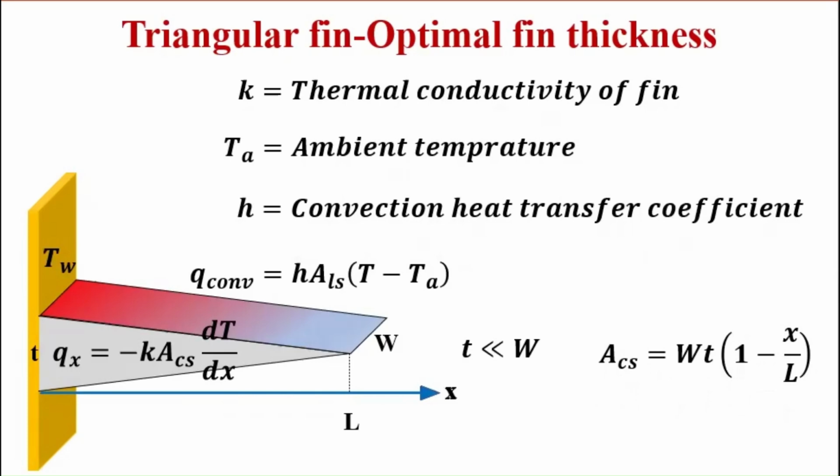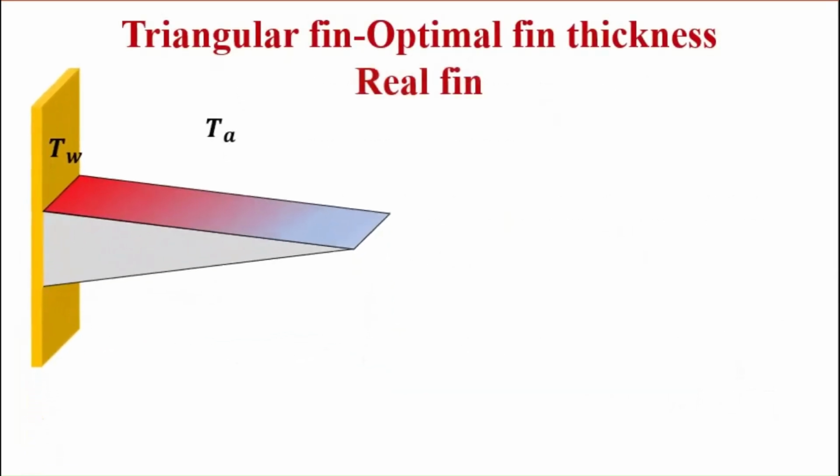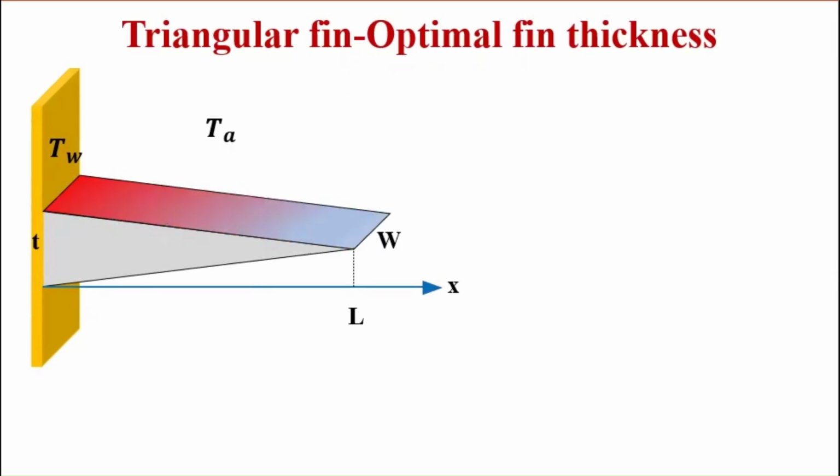Although fins are designed to enhance heat transfer by increasing surface area, they also introduce thermal resistance. This resistance causes a temperature drop along the length of the fin, resulting in a temperature gradient. In an ideal fin, there is no thermal resistance, and the temperature remains uniform throughout the fin, equal to the base temperature. In practice, real fins always exhibit some resistance to heat transfer.